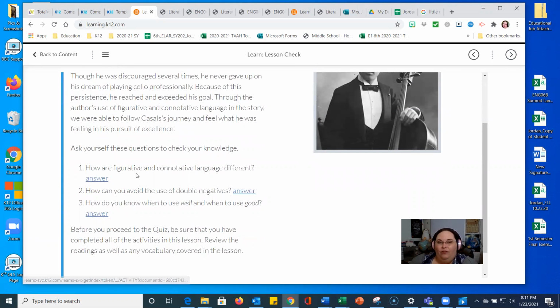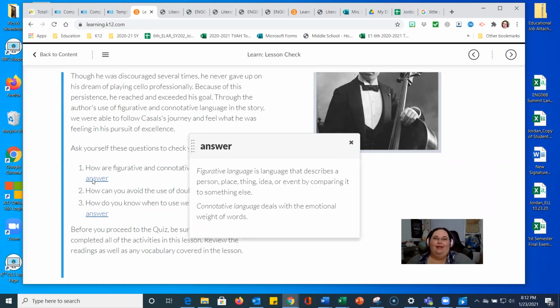Number 1, how are figurative and connotative language different? Write your answer down, jot it down. Maybe put it in your review. The answer? Figurative language is language that describes a person, place, thing, idea, or event by comparing it to something else. Connotative language deals with the emotional weight of words.